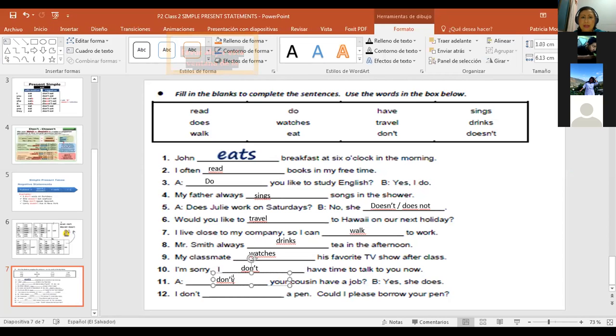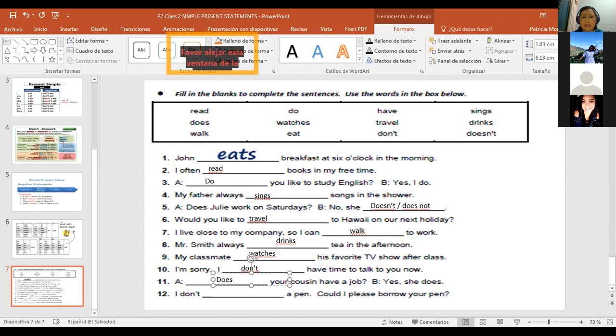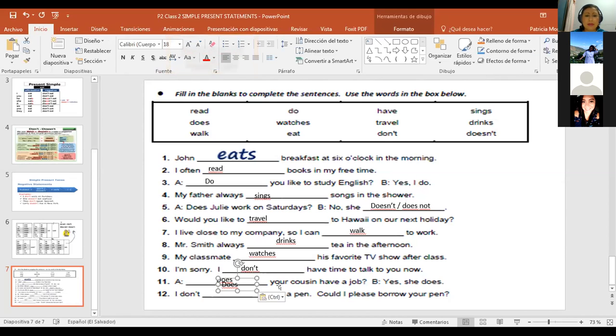Okay. Number 11. Volunteer for number 11. Does your cousin have a job? Sería does. Does your cousin have a job? Estamos haciendo una pregunta. Yes, she does. Entonces, cuando hacemos una pregunta, también utilizamos el auxiliary do or does. Y sabemos que does lo utilizamos para he, she, it. Ok, so. Does your cousin have a job? Yes, she does. So we are talking about a lady. So let me see, and the last one, number 12.